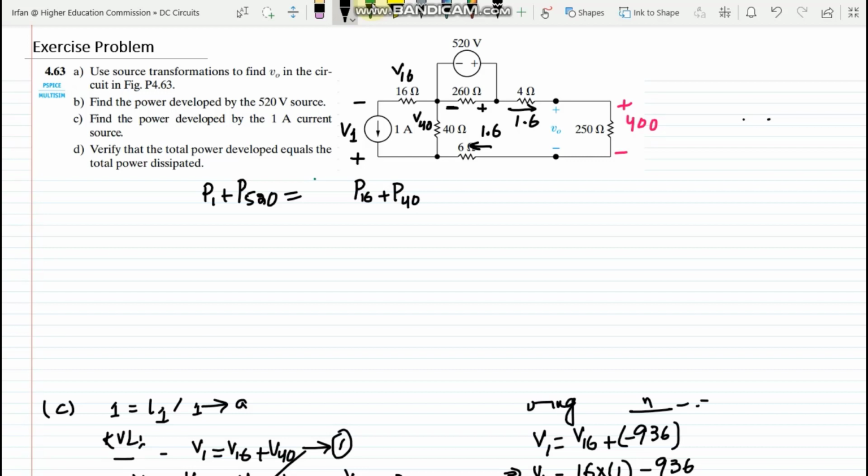I am starting it from here and then going here, plus P260 plus P4 ohm plus P250 ohm plus power across 6 ohm. Okay, so this is the equation, let me call it equation B.